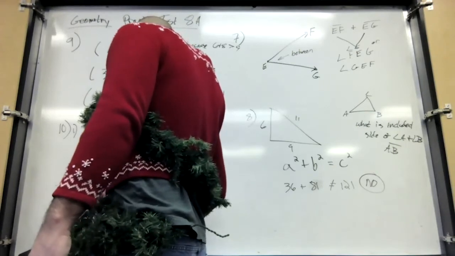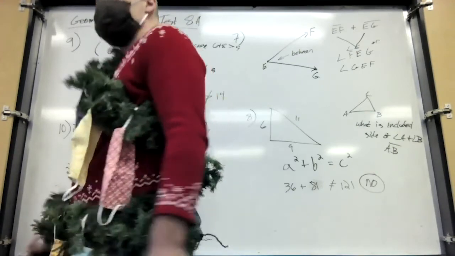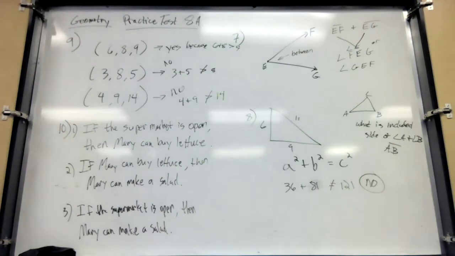Can you guys do that? Don't skip any words. Do it word for word. Okay, can you guys do that problem? So it says write if P then Q. Well, it tells you what P is: the supermarket is open. And it tells you what Q is: Mary can buy lettuce. So all you're doing, instead of saying if P, you're saying if the supermarket is open. And instead of then Q, you're saying then Mary can buy lettuce. Okay? So you're writing 3 sentences.